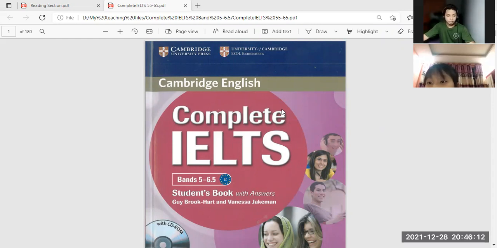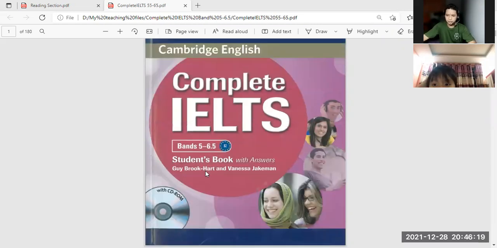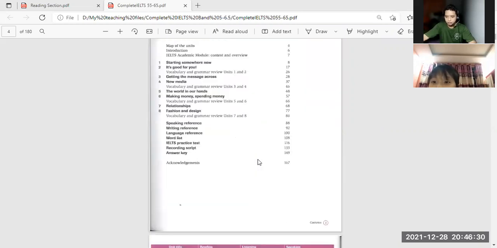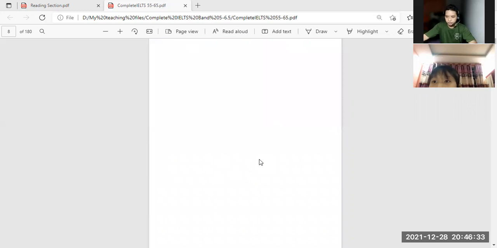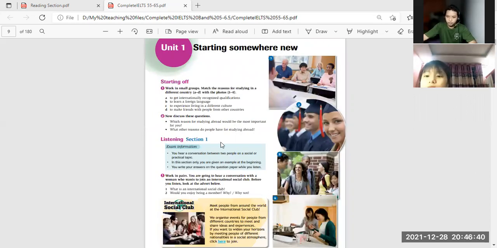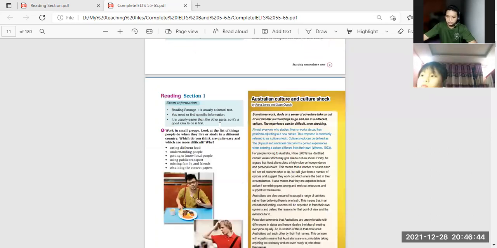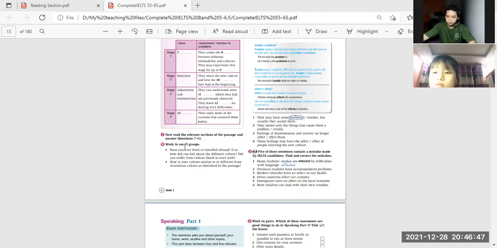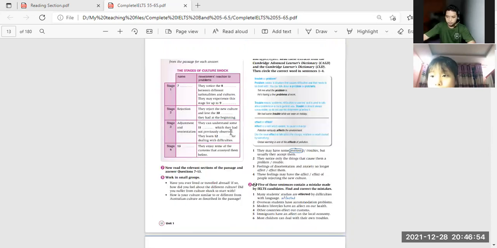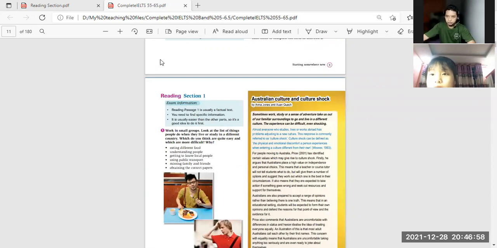Okay, perfect. So our lesson for tonight is about Cambridge English Complete IELTS, bands 5 to 6.5. There are some sections in this book: listening, reading, and I will show you here. Unit 1 is about starting somewhere new. We have listening section 1 and reading section 1, and there is also speaking part 1 and writing task 1. But in today's lesson, I will start with reading section 1. Are you ready? Yes.